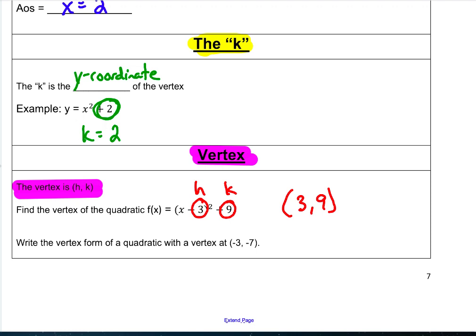Here it says write the vertex form of the quadratic. So here's my h, here's my k. So I know I'm going to have y is equal to x minus -3, so that's plus 3 squared, minus, or plus the k of -7. So x plus 3 squared minus 7.